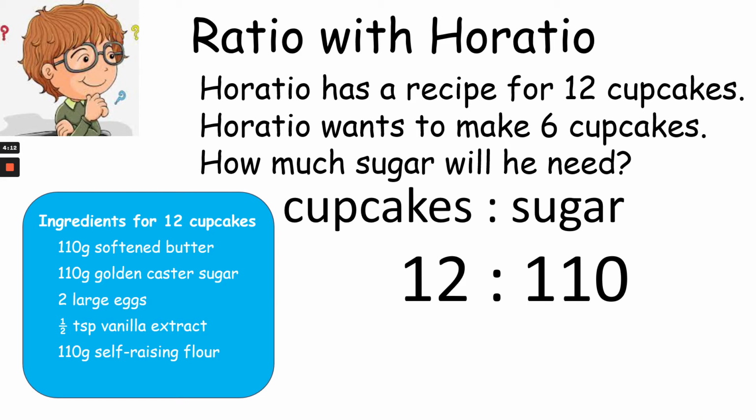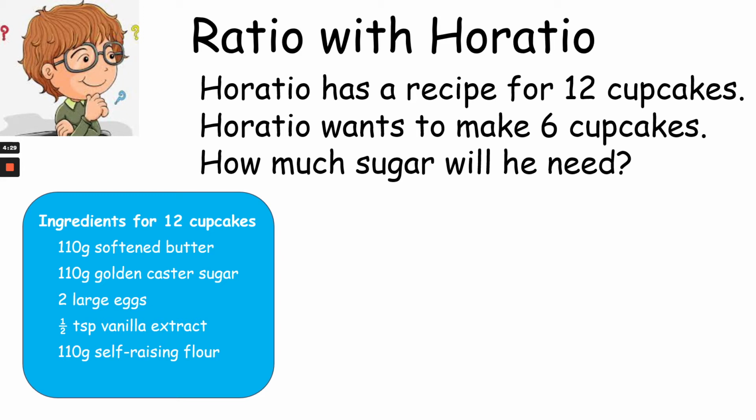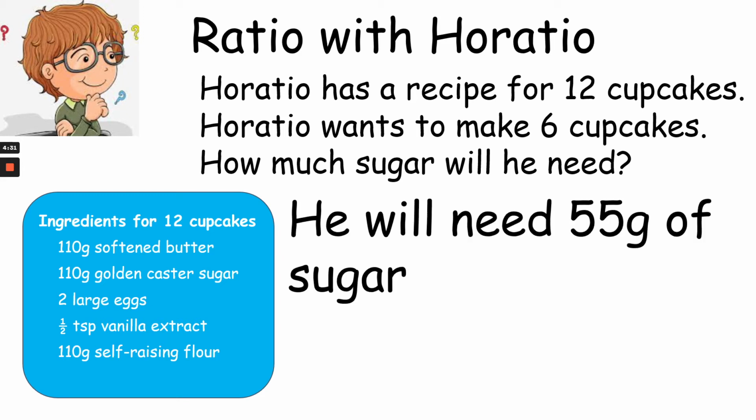All right, let's have a look. For 12 cupcakes, he needs 110 grams of sugar. He only wants 6 cupcakes, which is half of the 12 he already knows. So I just halve my sugar. For 6 cupcakes, he needs 55 grams of sugar, and we write it, as always, in a full sentence. He will need 55 grams of sugar. Great job if you've got that Year 6.